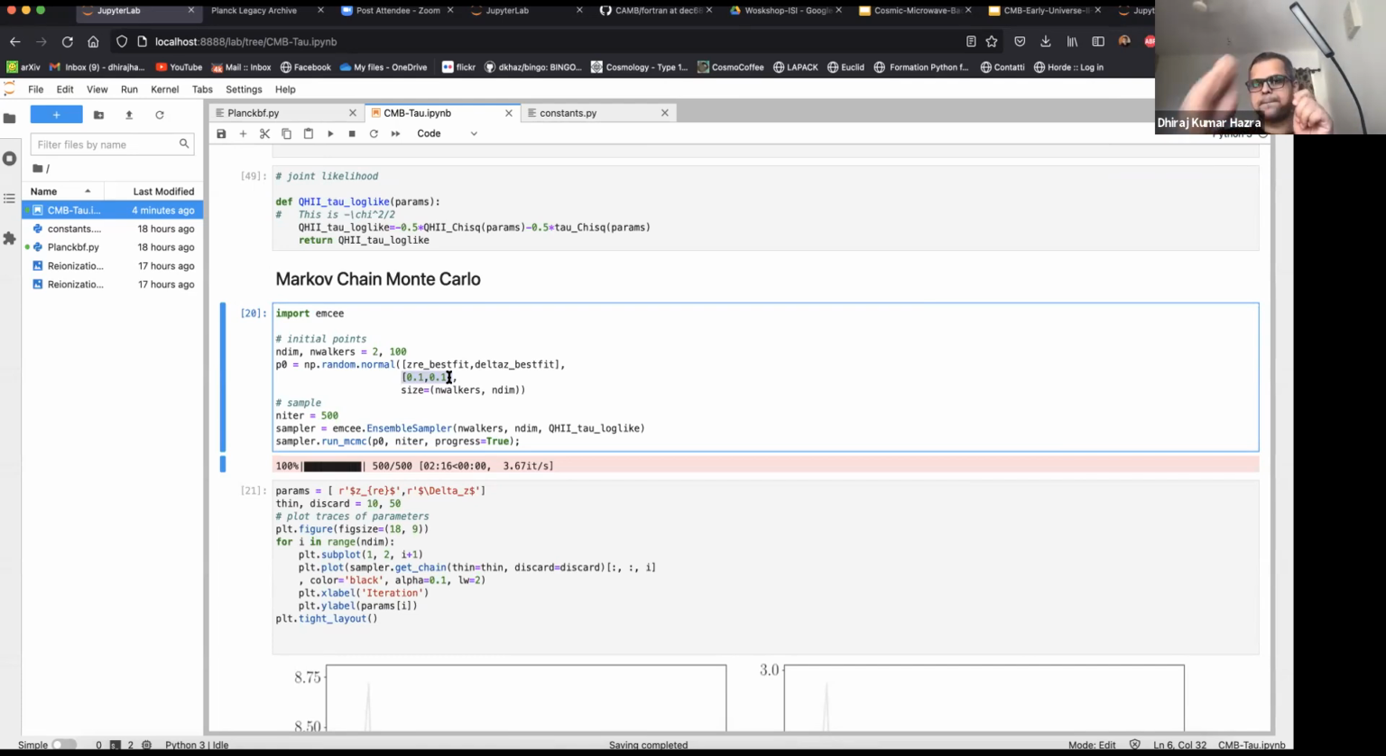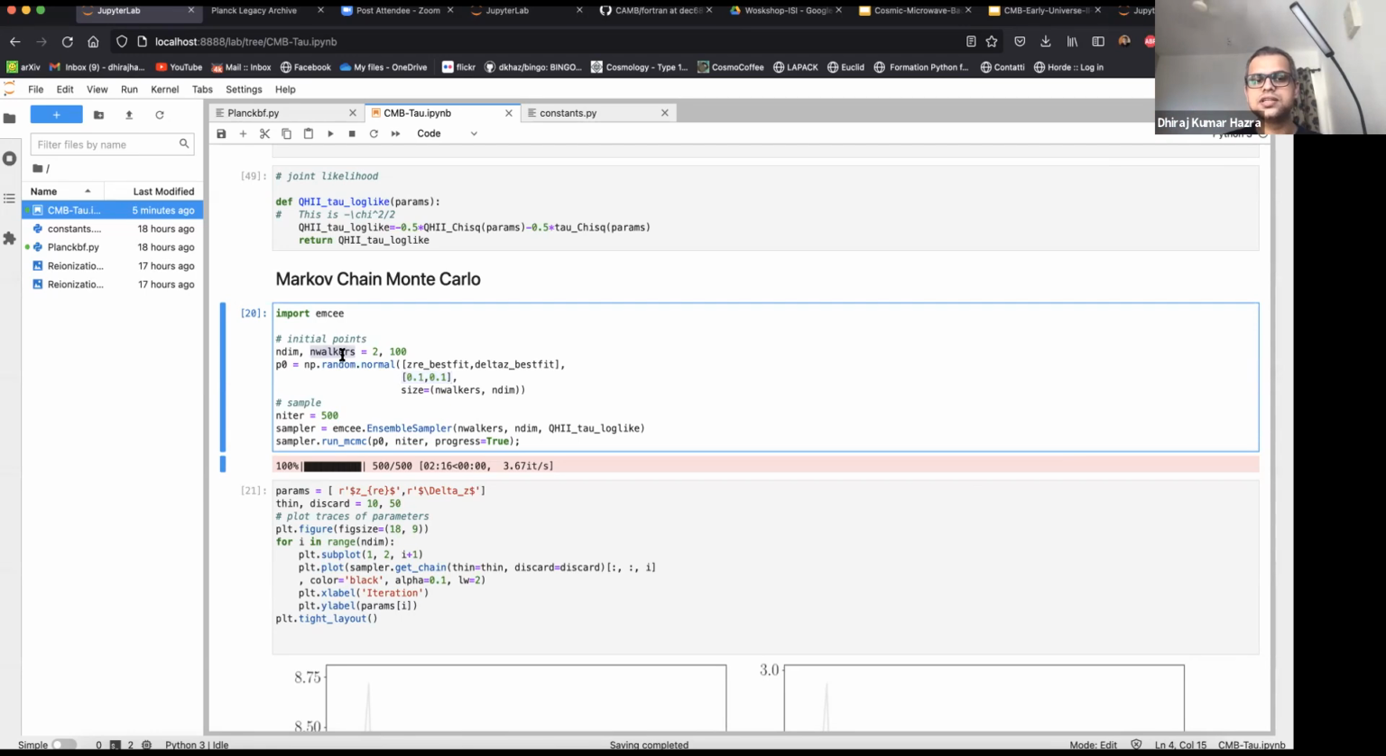Then you take a step, you take a jump. First you calculate the chi-square for the point where you started. Then you take a jump and see whether your chi-square is lower or higher. If the chi-square is lower, that means it is better, and you accept that point. If the chi-square is higher, you still accept that point with a certain weight. The weight is given by the ratio of the likelihoods. Likelihood is basically e to the minus chi-square by 2 for this discussion. Then you take the next step, and then the next step.